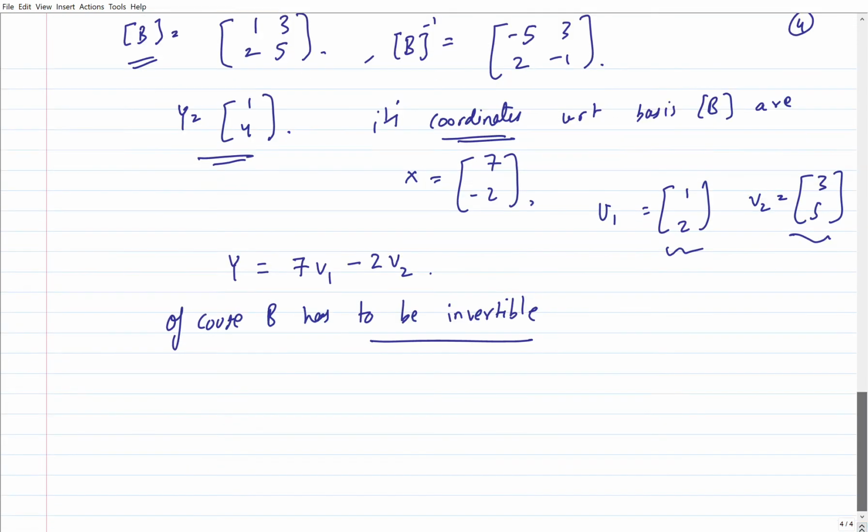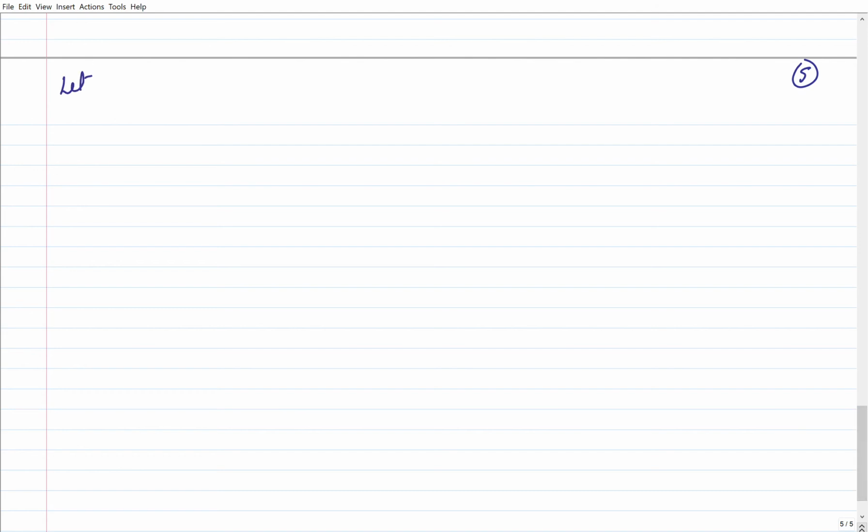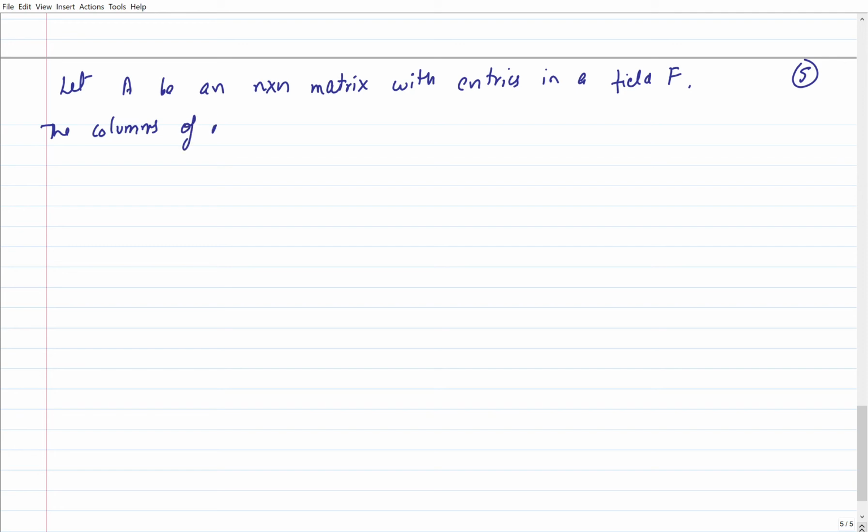So we can write down a proposition, and that is, let A be an n cross n matrix with entries in a field F. The columns of A form a basis of Fn if and only if A is invertible.